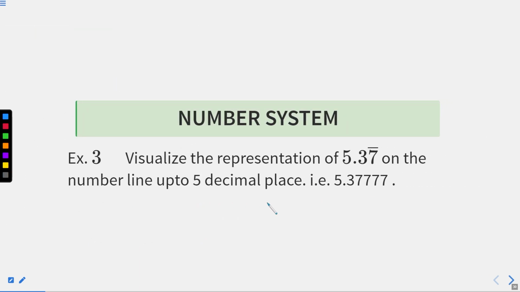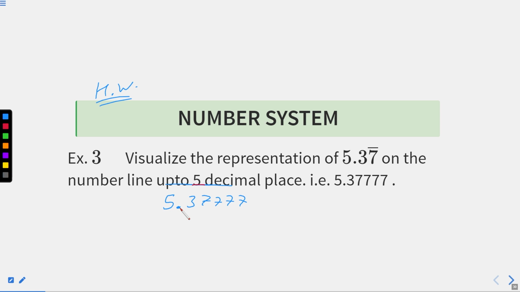Moving on to the next, this is your homework problem. Visualize the representation of 5.37 bar on the number line up to 5 decimal places. That is, we have to represent 5.37777 up to 5 decimal places. Up to 5 decimal places means we are going to plot the point 5.37 bar on the number line up to 5 decimal places.